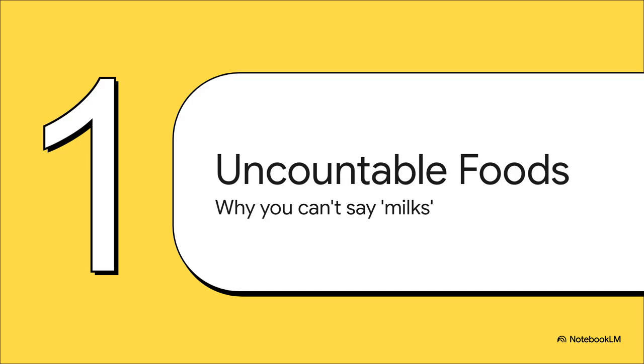Okay, so here's the deal. The whole issue boils down to something we call uncountable foods. In English, we treat a lot of foods like bread, milk, cheese, even rice as sort of a big general substance, not as individual things you can count. That's exactly why saying "2 milks" or "3 rices" sounds so weird. So if you can't count them, how in the world are you supposed to order them?